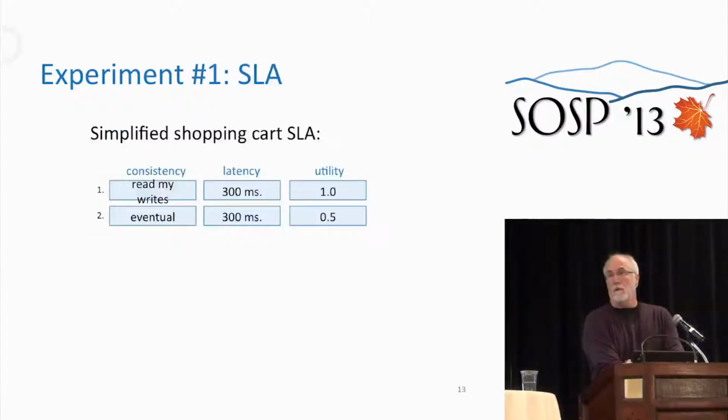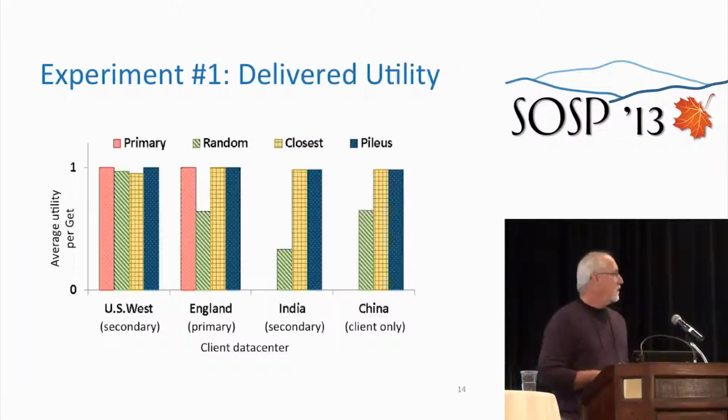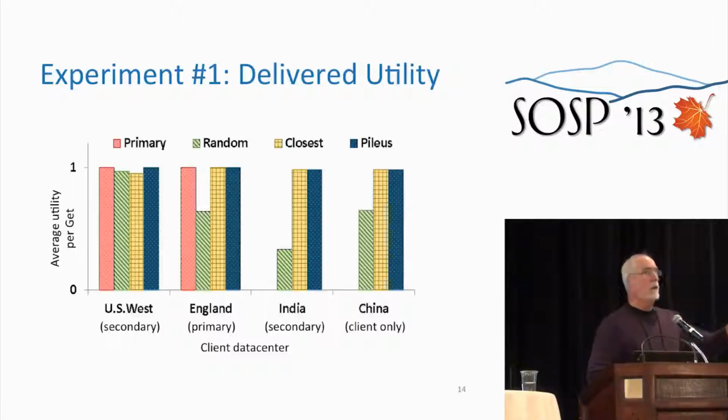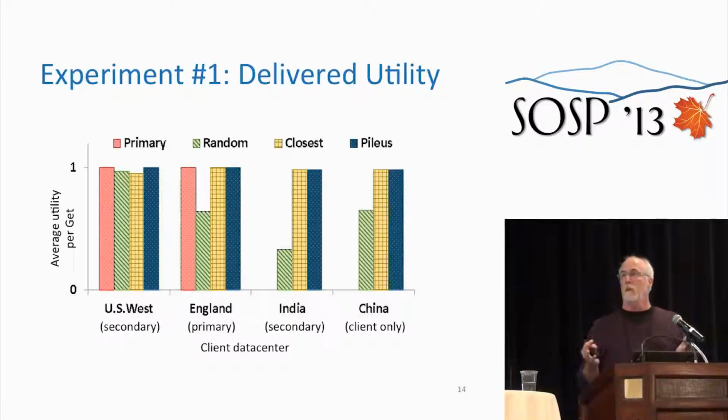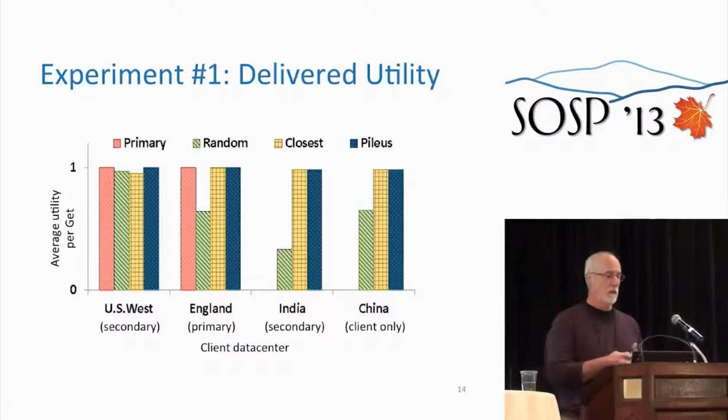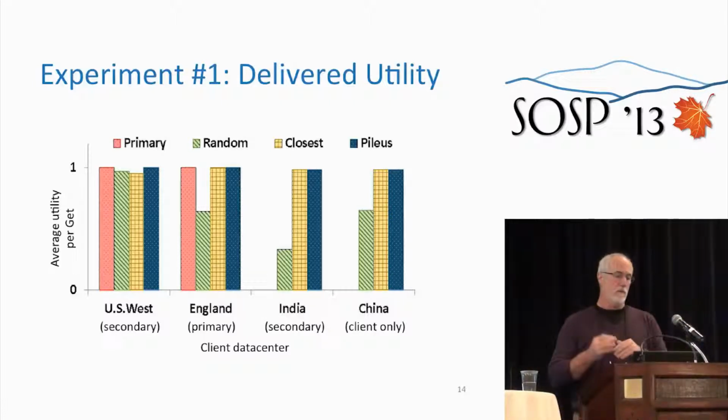Okay, so the first experiment, we used the shopping cart SLA that I talked about earlier, though in slightly simplified form. I removed the first sub-SLA, and so in fact it only has 2 sub-SLAs, one that says I want read-my-writes guarantees, and the second one that says I'm willing to accept eventual consistency. For this SLA, here are the results we get for the 4 clients across the bottom, and for the 4 different types of node selection schemes: primary, random, closest, and Pileus.